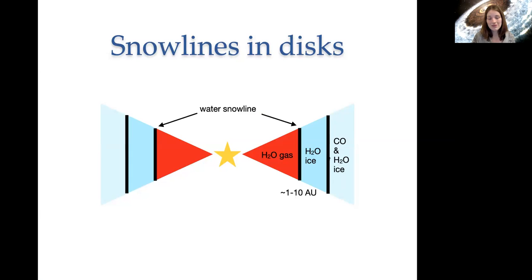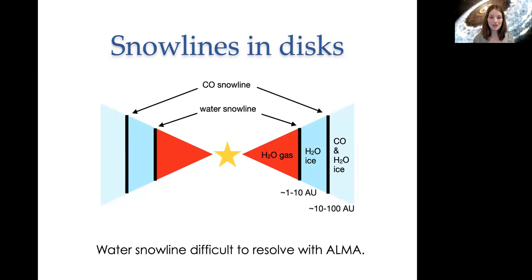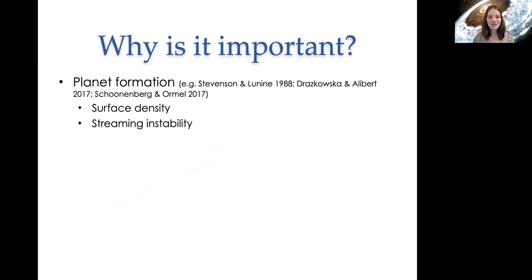If we go even further out, not only water is frozen out, but also CO starts to freeze out at what we call the CO snowline, which is located between 10 and 100 AU in those disks. Based on these numbers, we can already say that the water snowline is difficult to resolve with ALMA, yet it is very important for the formation of planets. The freeze-out and adsorption of water around your water snowline also increases the surface density in that region, which means that there's more material available to form planets.